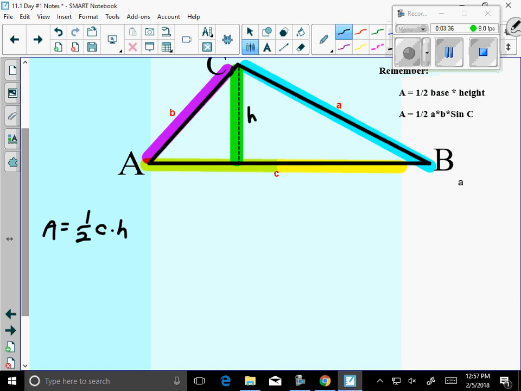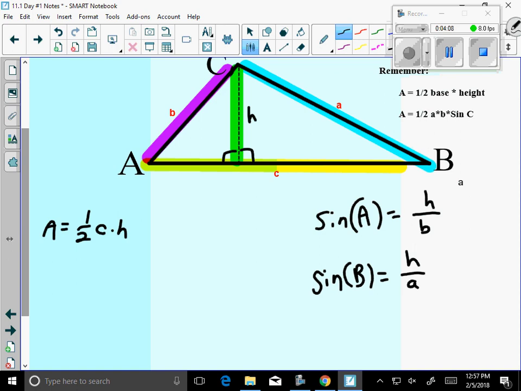Well, I can come up with a different representation for H using SOHCAHTOA. All right, so bear with me for a second. If I took the sine of angle A, what would that equal? Opposite, which would be H, over hypotenuse, which would be B. Notice this is a right triangle right here. Okay, what would be true about the sine of B? That would be H over what? A, cool. So what would H equal? Well, H is going to equal a couple of things here. First, H would equal B sine of A. What would it equal below? A sine of B.